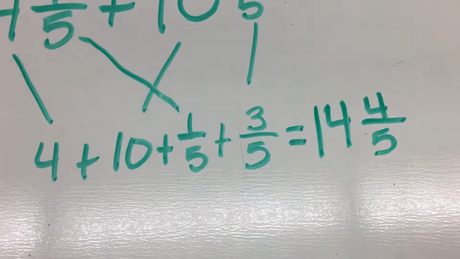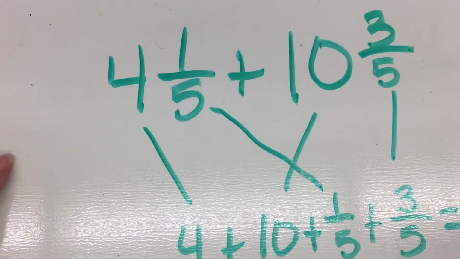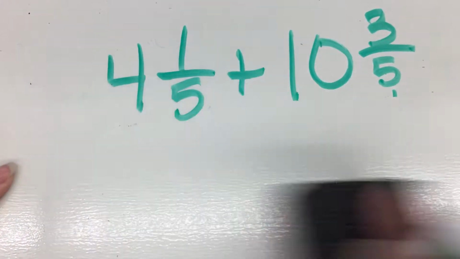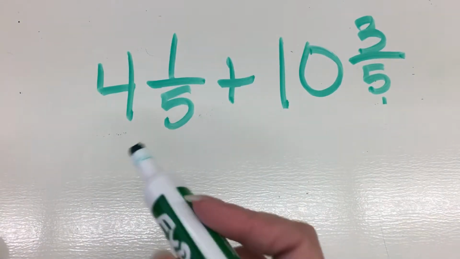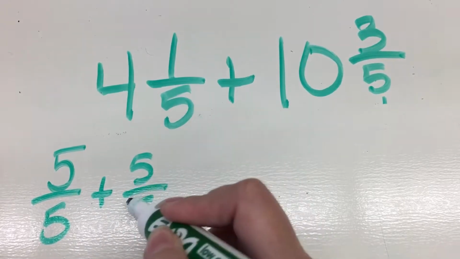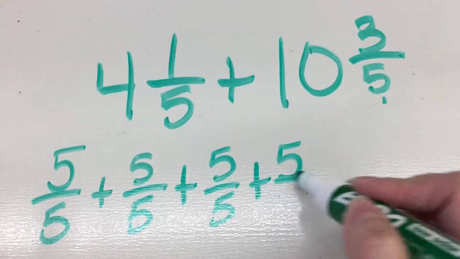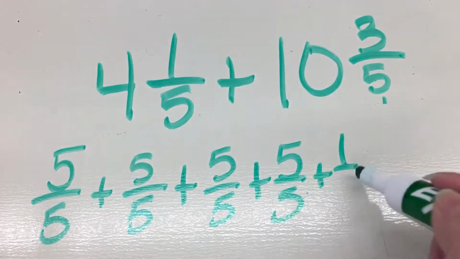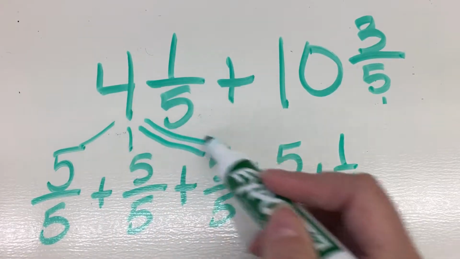Then we would have to change our mixed number into an improper fraction. Or we could just change our numbers into improper fractions to begin with. So let's do it that way. So to change it to an improper fraction, you could do 5/5 plus 5/5 plus 5/5 plus 5/5 plus 1/5, because each one of these is one whole.